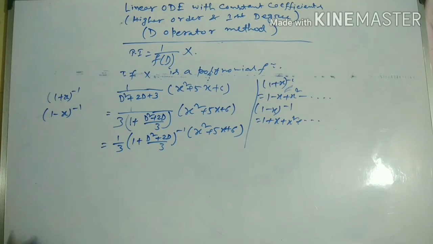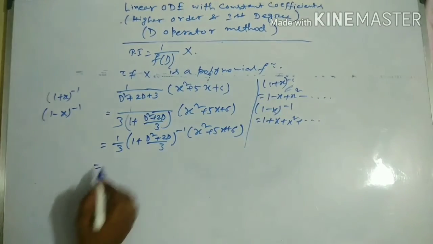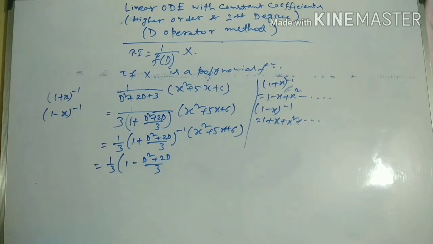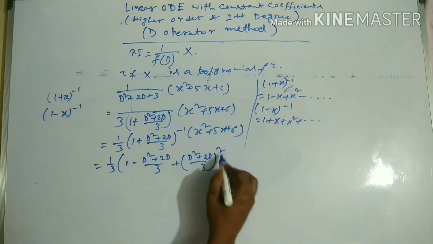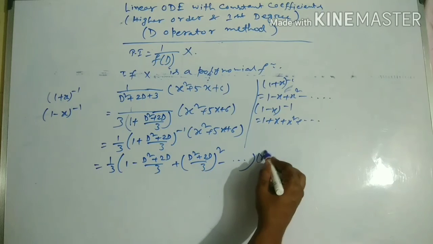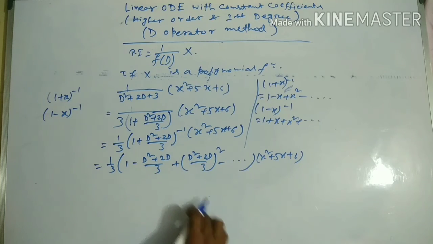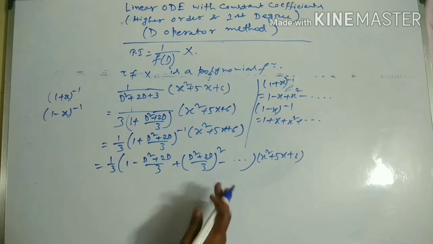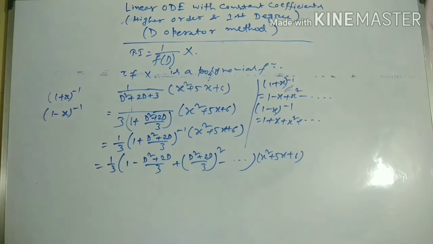So here there is 1 plus x to the power minus 1 in this form. So I will apply this formula: 1 by 3 into 1 minus d square plus 2d by 3 plus d square plus 2d by 3 whole square minus dot dot dot, operating on x square plus 5x plus 6. Now the question is, till how many terms we will have to write here? Since it is an infinite series, this will depend on this polynomial function. Now you will understand how it happens.